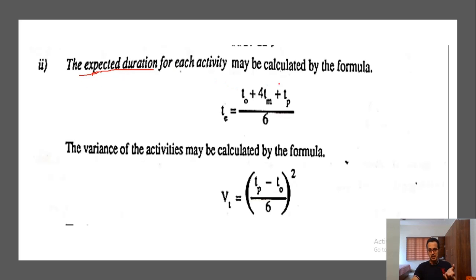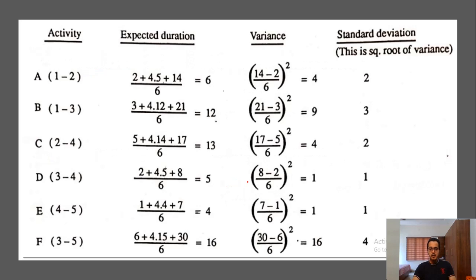So I explained the formula to calculate the expected duration, that is (To + 4Tm + Tp) / 6. To is the optimistic time, Tm is the most likely time, and Tp is the pessimistic time. All the values are given in the question, right? And the variance can be calculated by this formula: ((Tp - To) / 6) squared. Based on these formulas, we have developed this table.